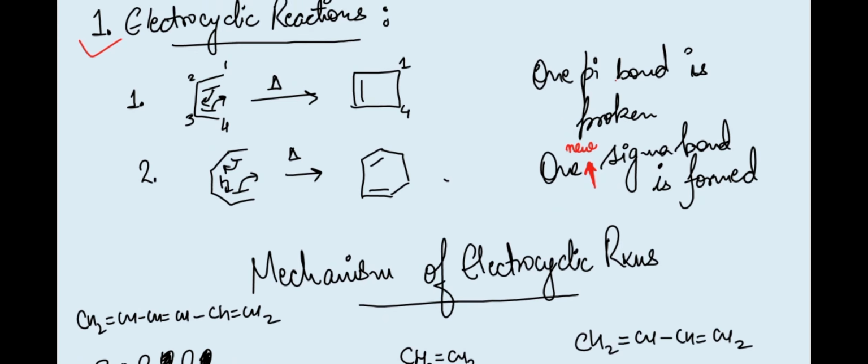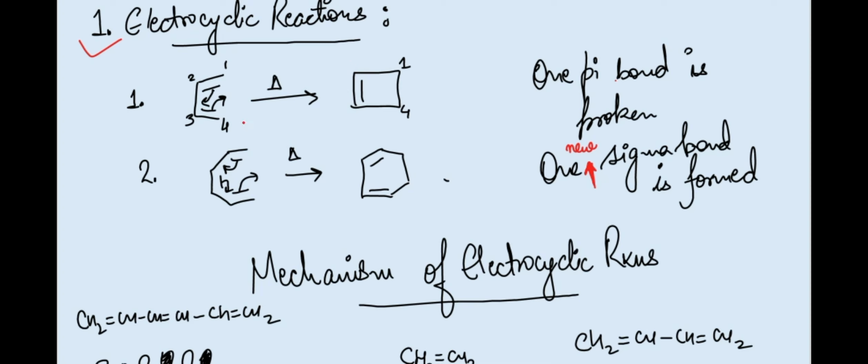In electrocyclic reactions, there is movement of double bonds. As you can see, this double bond between 3 and 4 moves to this position. So a single bond is formed between first carbon and fourth carbon, and the double bond between 1 and 2 moves to third and second position.